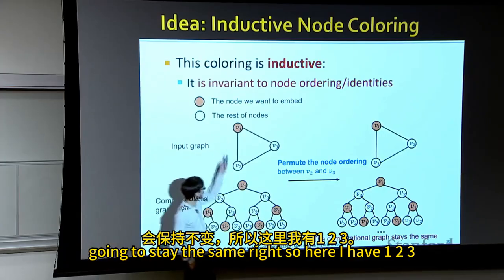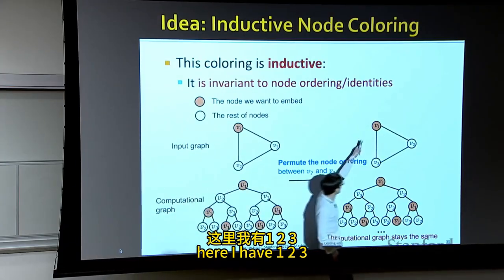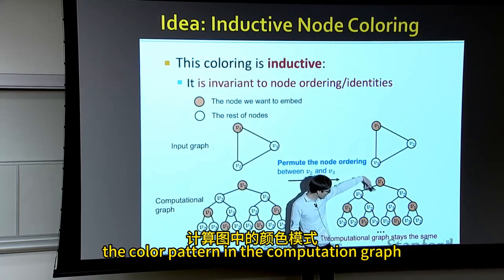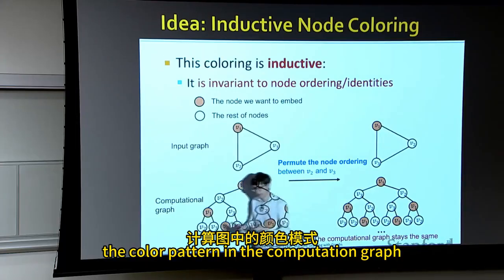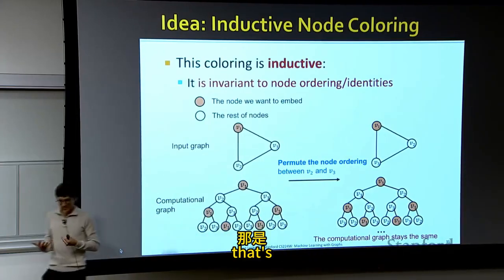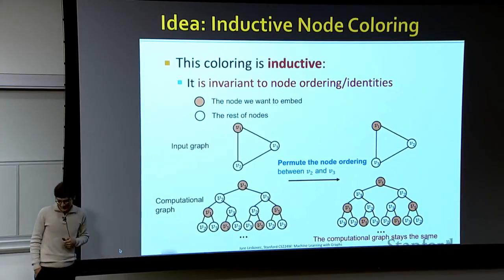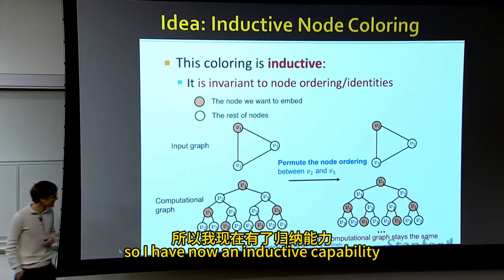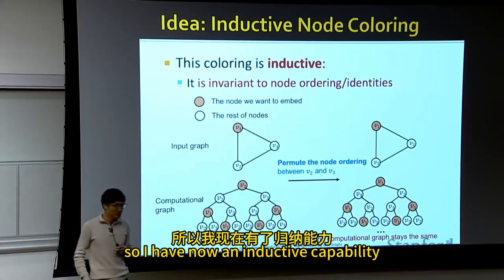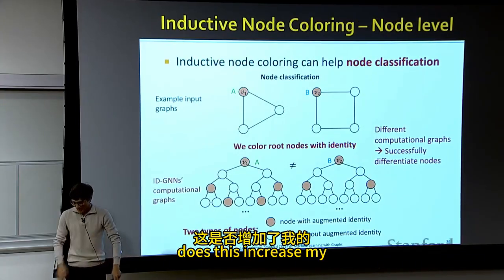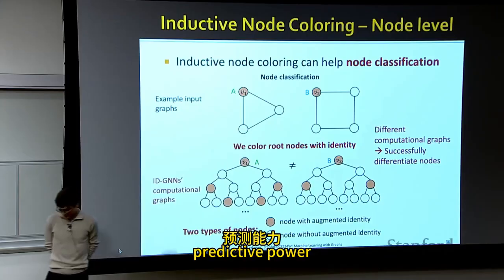So here I have 1, 2, 3. Here I have 1, 2, 3. But the color pattern in the computation graph remains the same. It's kind of trivial, but it's important. Okay. So that's the first one, right? So I have now an inductive capability. How about, does this increase my predictive power?